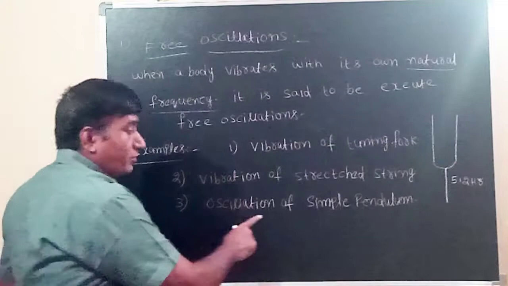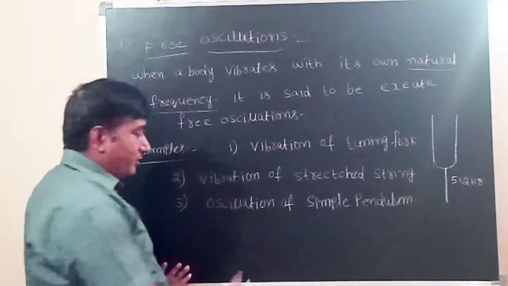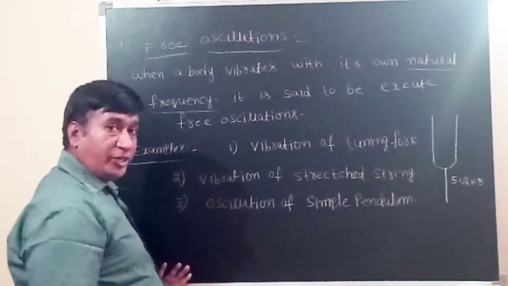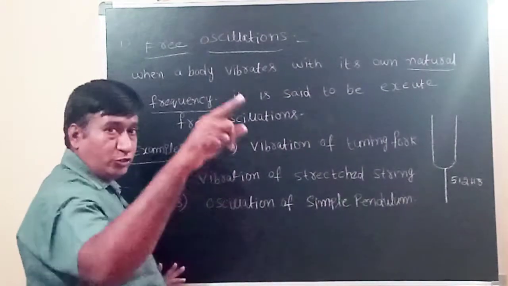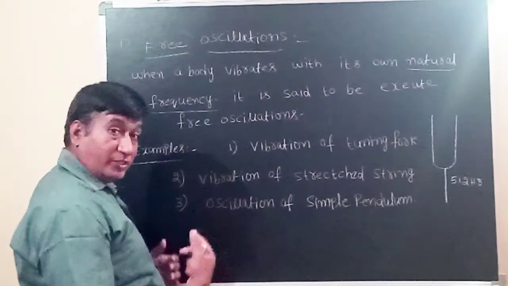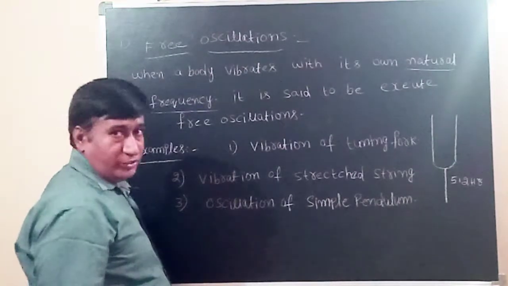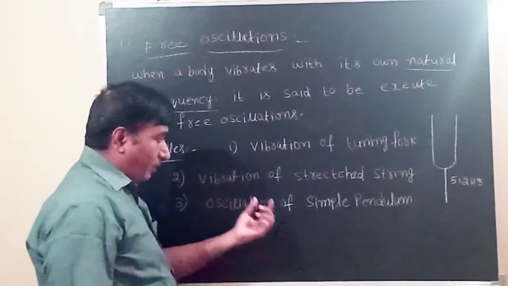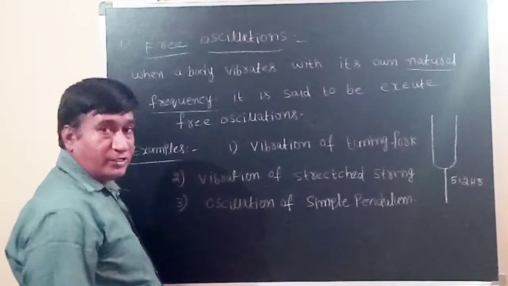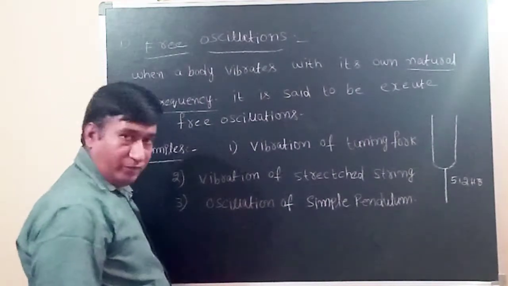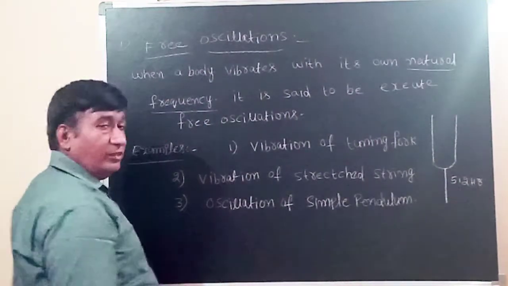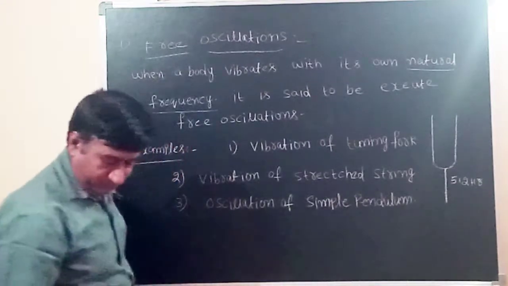Another example is oscillations of a simple pendulum. We have taken this example many times: the bob oscillates in to-and-fro motion, and that oscillation comes under free oscillations, because the bob vibrates with its natural frequency. So this is regarding free oscillations.